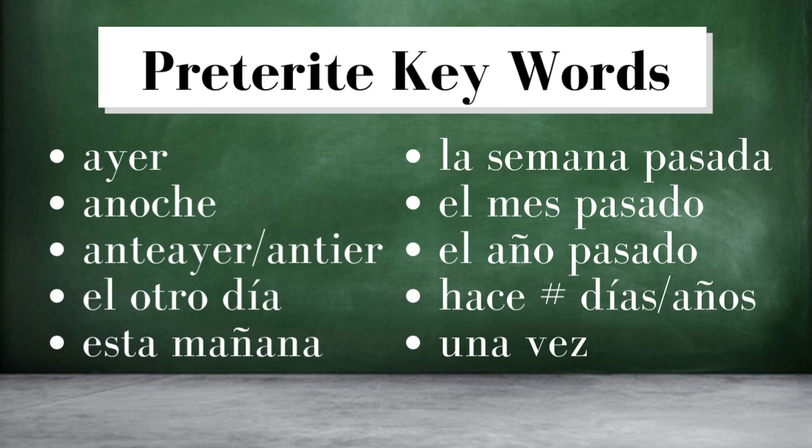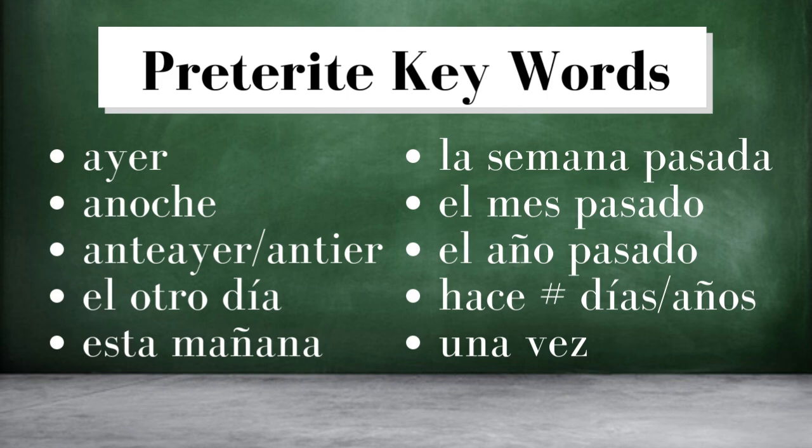Hace, and then a certain number of días, semanas, meses. For example, hace 2 días means 2 days ago. Hace 2 semanas means 2 weeks ago. Hace 2 meses means 2 months ago. And hace 2 años means 2 years ago. And last but not least, una vez, meaning one time.